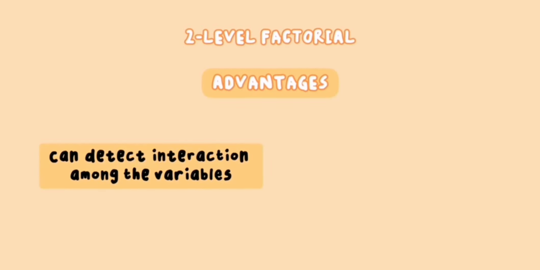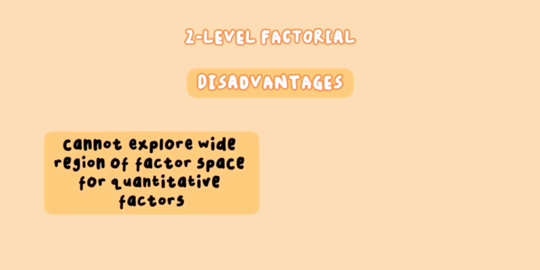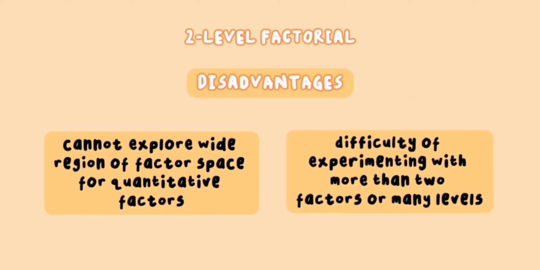Advantage, number 1, it can detect interaction among the variables. Number 2, it can efficiently estimate factor effects. For the disadvantage, number 1, two-level factorial cannot explore wide region of factor space for quantitative factors. And number 2, difficulty of experimenting with more than 2 factors or many levels.